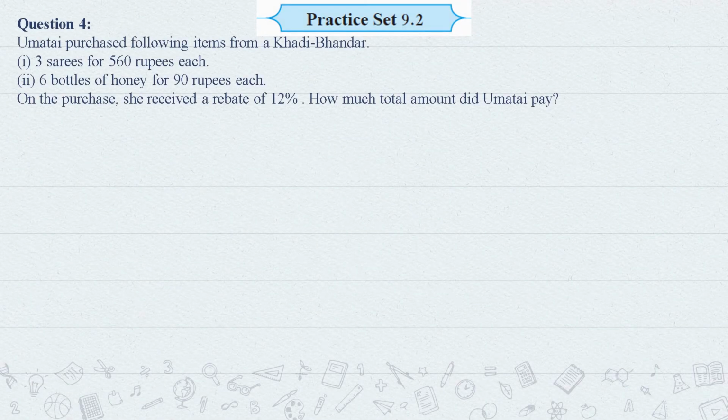Let us see a question from your practice set 9.2, the fourth one. It says, Umatai purchased the following items from a Khadi Bandar. As you know, since the words Khadi Bandar are there in the question, obviously this question is about rebate. First, she purchased 3 saris for rupees 560 each, 6 bottles of honey for 90 rupees each. On the purchase, she received a rebate of 12%. How much total amount did Umatai pay? Let us start with the solution.